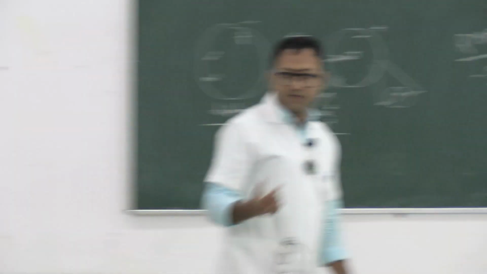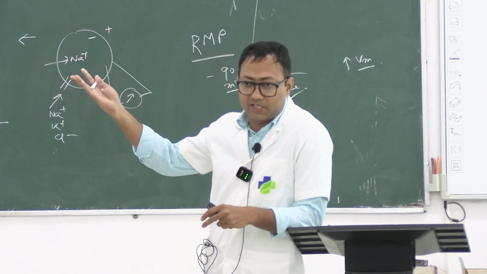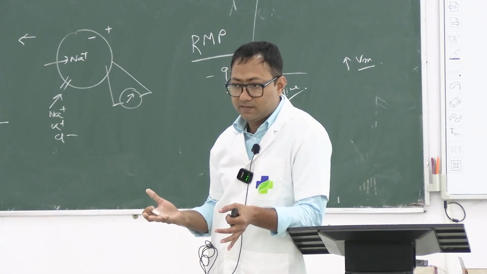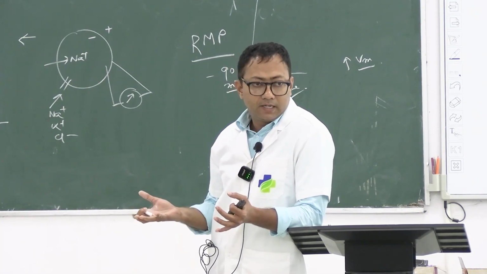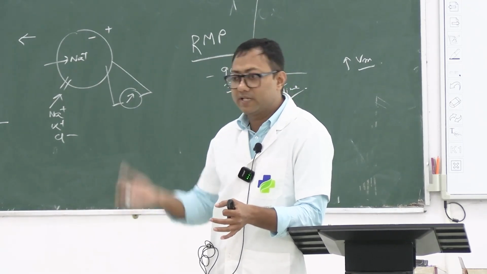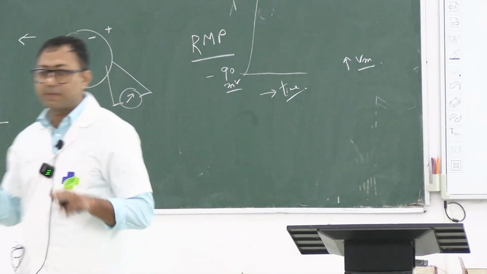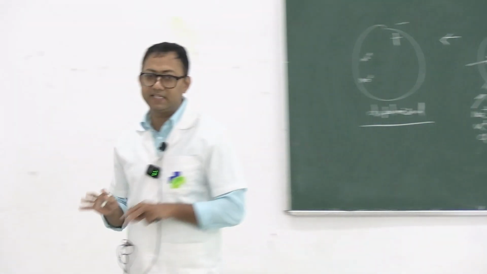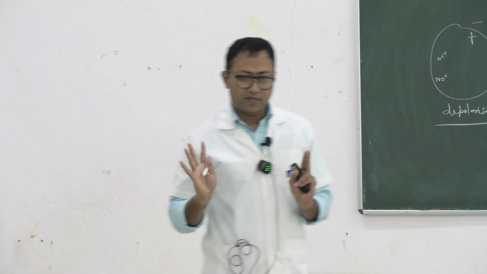After this depolarization, the cell will not remain depolarized. It has to be polarized again. The cell will try to come back to resting membrane potential, because when the cell is depolarized, it is not stable. Electrochemically, the cell is not stable. The cell will try to come back to resting membrane potential.